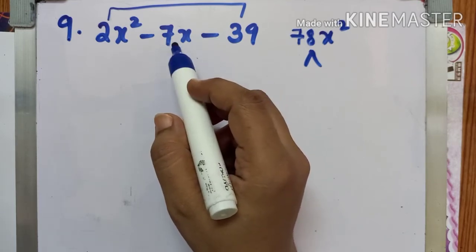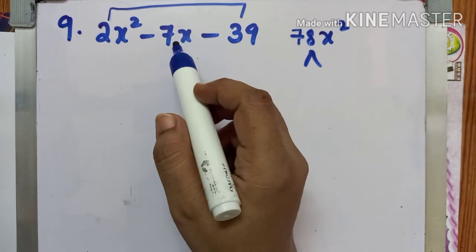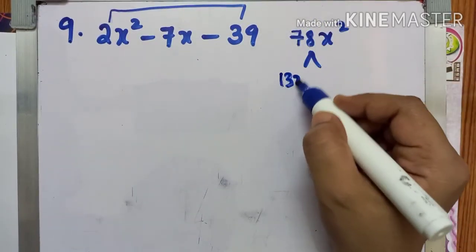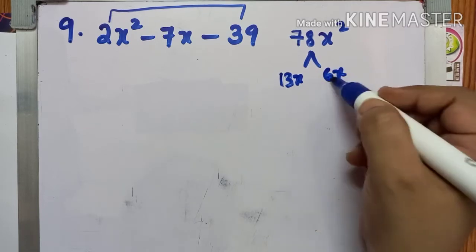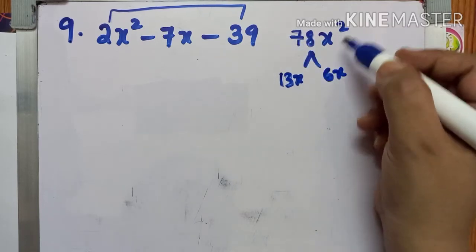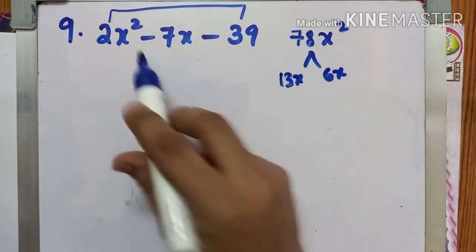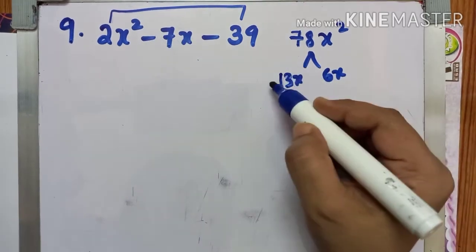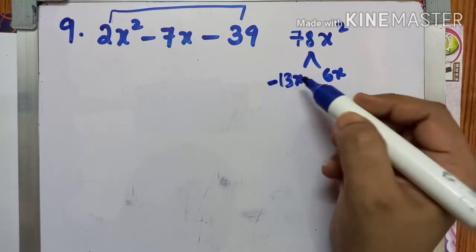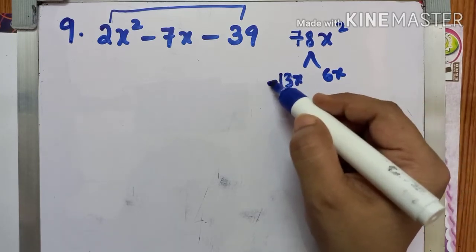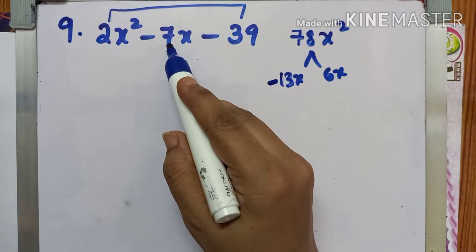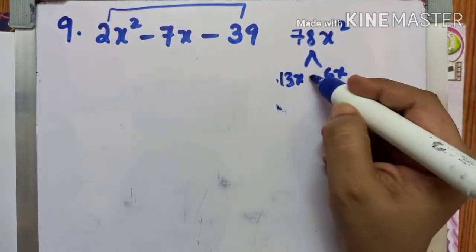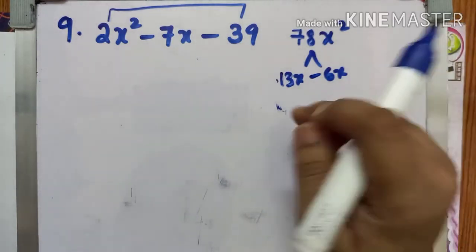Okay, minus 13x plus 6x you can take, because 13x into 6x will give you 13 6s are 78, x into x, x square. Okay, so 13x, 6x. So you should get minus over here, minus 7x. So when you write the greater number as minus, then in the answer you will get minus. If it is plus over here, then you don't need to write this minus, just 13x minus 6x you would have written.